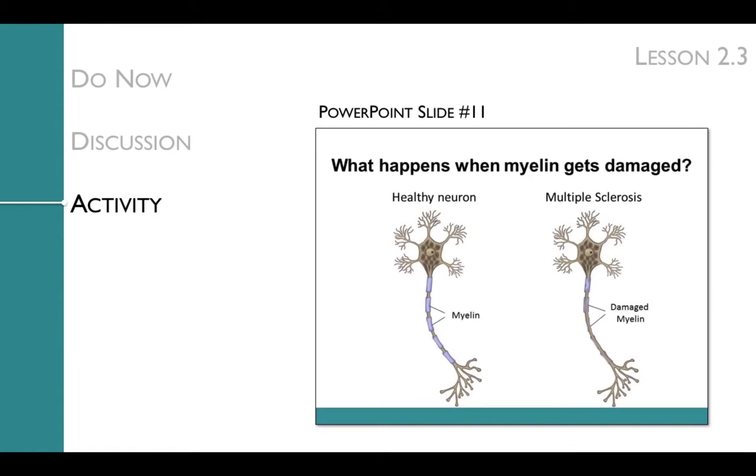The last thing in the activity is to discuss what happens when myelin gets damaged, as it does in the disease multiple sclerosis. Multiple sclerosis will be discussed again in lesson 2.5, but since we're introducing myelin here, it's a good time to have students try to predict symptoms patients would experience if their myelin was damaged. In fact, MS patients experience a wide variety of symptoms depending on where they've lost their myelin. And again, we'll explore this further in lesson 2.5.